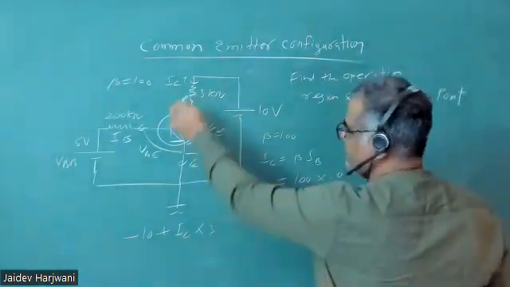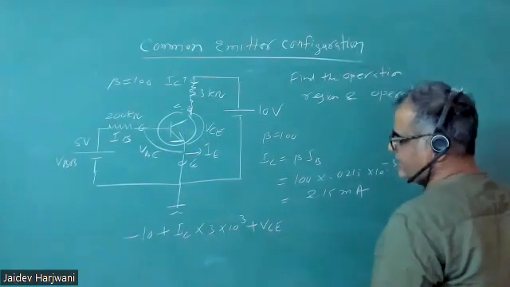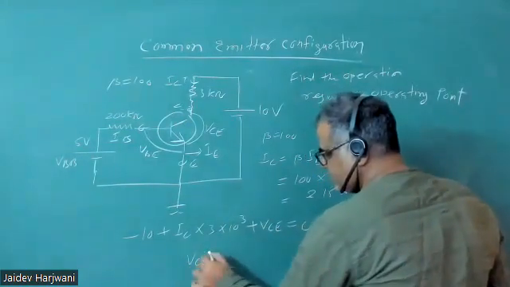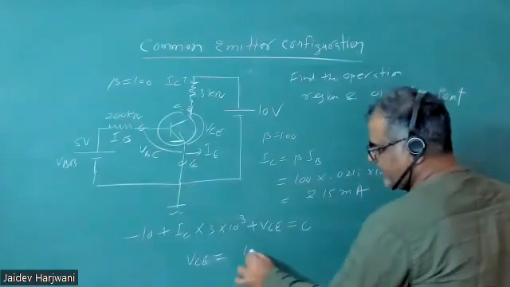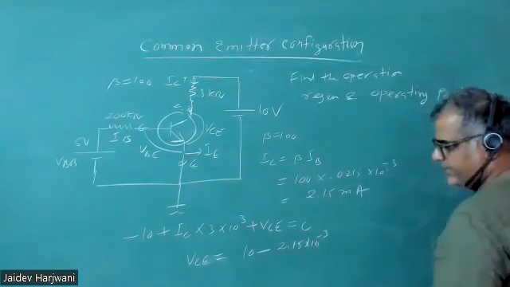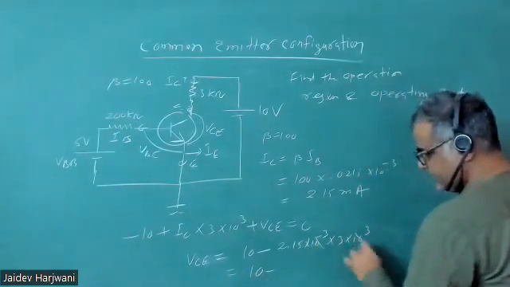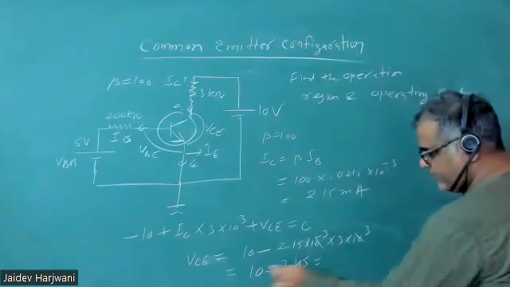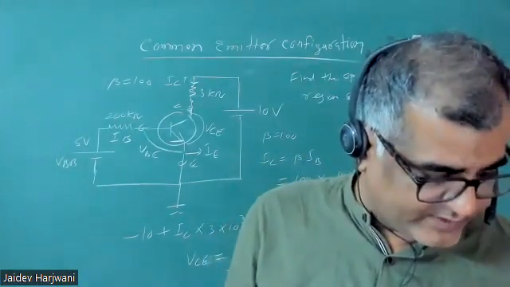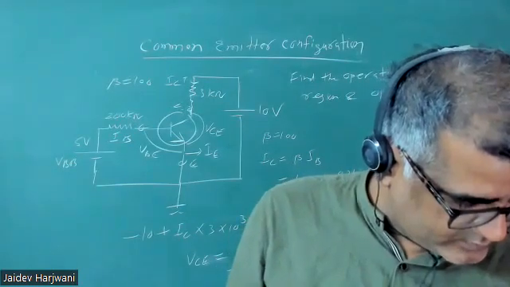Now this is your minus 10, 3 kilo ohm, and then this is plus VCE, and then it equals 0. Now put the value of IC and tell me what is VCE. 10 minus IC, which is 2.15 milliampere, into 3. Okay, 10 minus this, so how much? 3.45? 10 minus 3.45, 6.45. How much is coming?